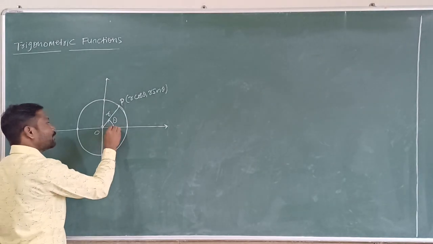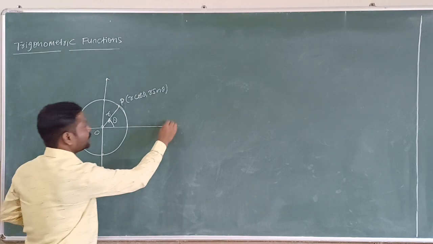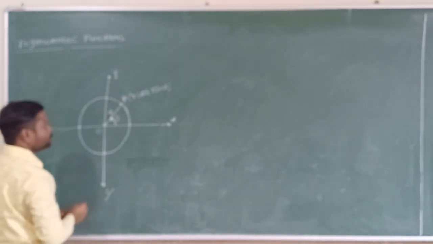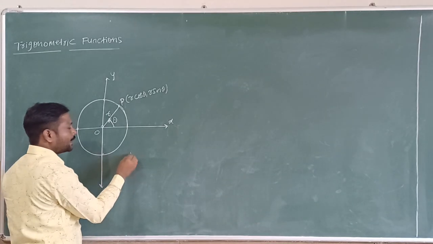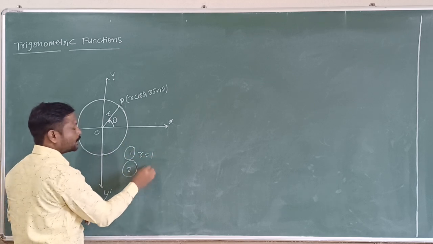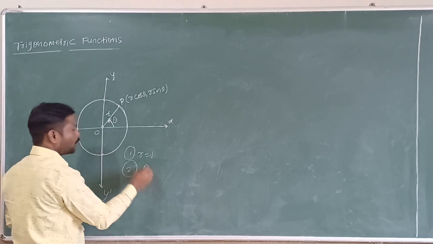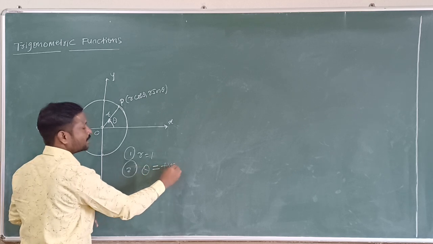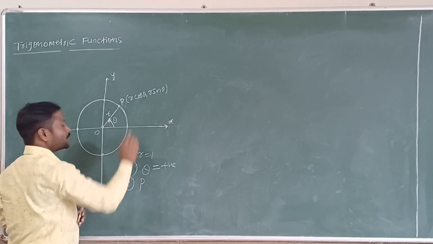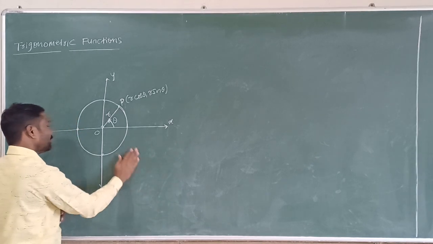Theta makes positive angles from the x axis. This one is the x axis, and this one is the y axis. In the concept, the radius of the circle is equal to 1 unit. The second point is that theta makes positive angles. The third point is that the coordinates of the point are r cos theta and r sin theta.